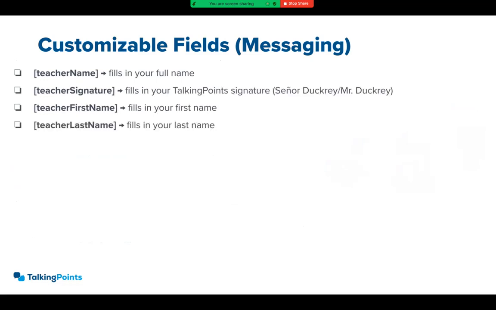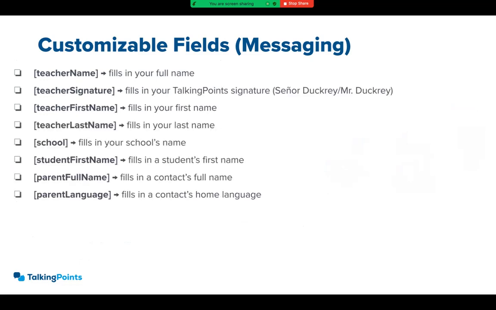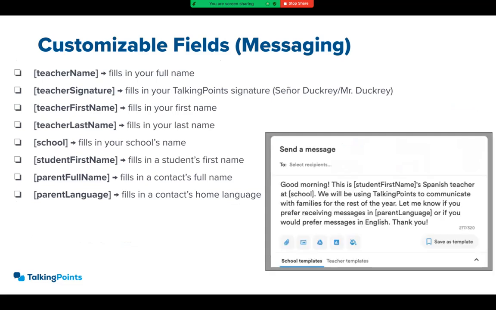One thing that I wanted to show you all is that when messaging, we do have some customizable fields that can make the messages a bit more personalized. For example, I'm going to pull up the list right here. In your message, if you include these fields, they'll automatically populate. In the example, we see, good morning, this is, and then in brackets, student's first name. So it'll say, good morning, this is Joseph, Spanish teacher, or good morning, this is Maria, Spanish teacher.